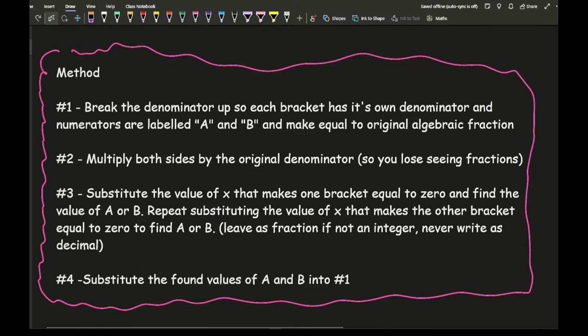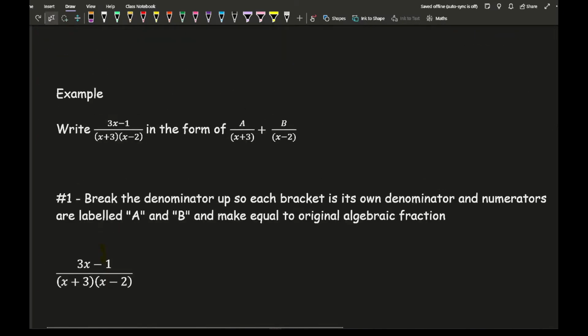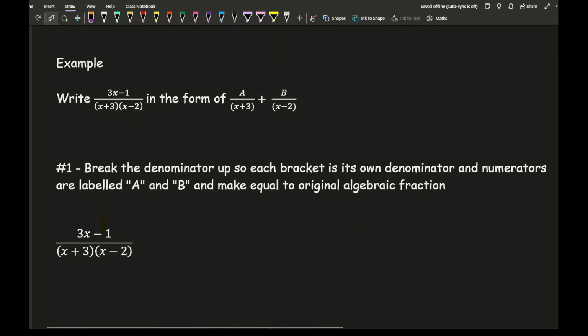So let's put this into practice in terms of an example question. In this first example here we've been asked to write 3x minus 1 over x plus 3, x minus 2 in the form of our 2 smaller fractions.